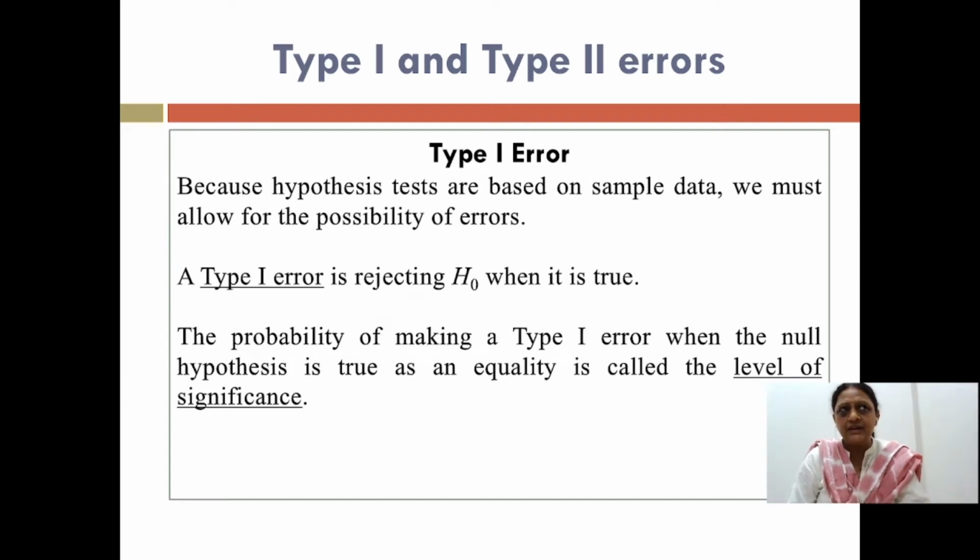A type 1 error is rejecting H0 when it is true. Even though it is true, we are rejecting it. That is a type 1 error. The probability of making a type 1 error when the null hypothesis is true as an equality is called the level of significance. That 5% means we are 95% confident that we will not make an error, but we are not sure about the remaining 5%.